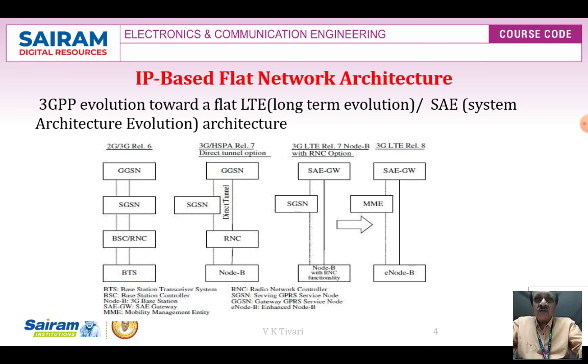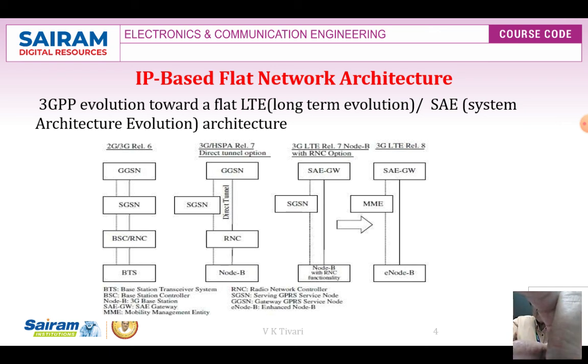In release 7, we have taken the direct tunnel option, whereas earlier traffic from the RNC or BSC went through the SGSN service provider. We have eliminated that, a development that has come here. We connected the radio network controller directly to the GGSN or MSC, and here the Node B.